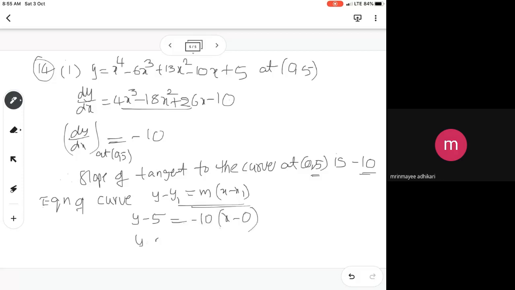So y minus 5, you can simplify this. This is not very difficult for you. So 10x plus y minus 5 is equal to 0. Like this you have to find the equation of the curve.